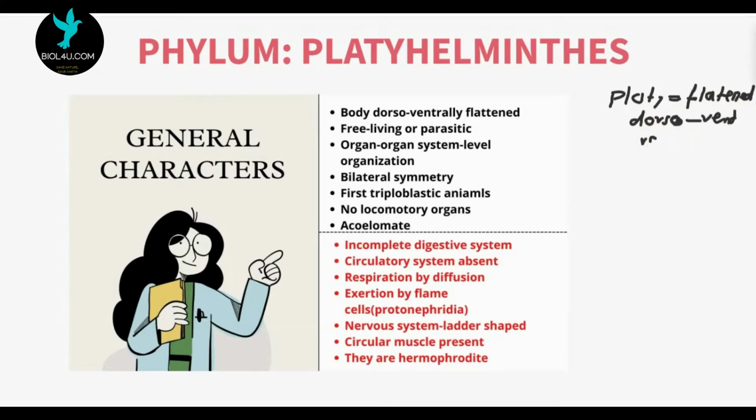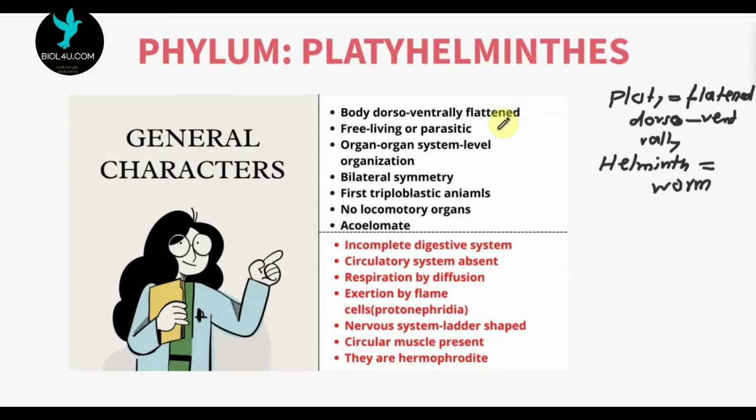Okay, then what is the meaning of the word helminth? The word helminth means worm. So the word meaning of Platyhelminthes is dorso-ventrally flattened worm. In this phylum we are going to study organisms that are dorsal side and ventral side flattened, or it is a leaf-like animal. In a leaf also both surfaces are flattened. So that is the first character of this phylum Platyhelminthes, that is, the body is dorso-ventrally flattened.